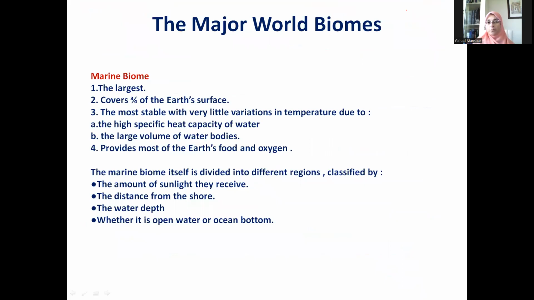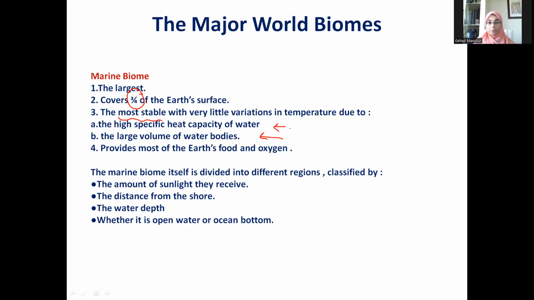So, the major world biomes: we have the marine biome. It is the largest, as we said before. It covers 3/4 of the Earth's surface. It is the most stable, and this is related to the properties of water, as we said before, the high specific heat capacity of water, in addition to the large volumes of water bodies.